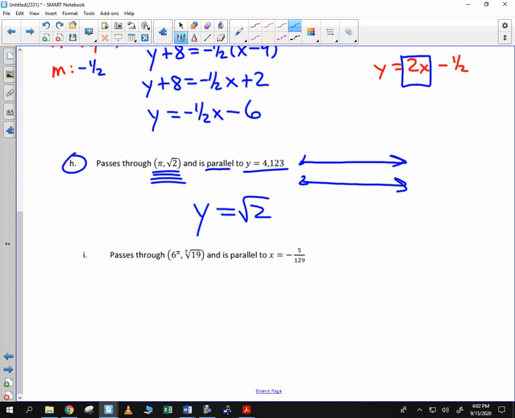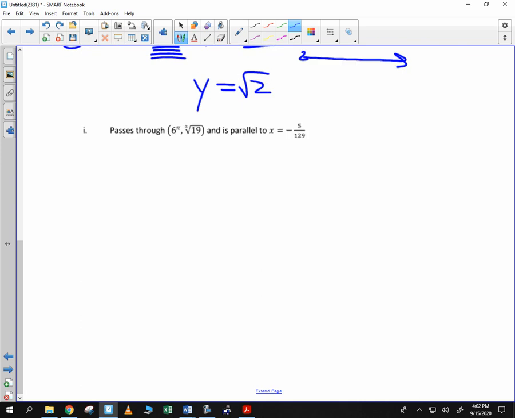The next one looks ridiculous. Passes through (6 to the pi power, cubed root of 19) and is parallel to x equals negative 5 over 129. Parallel to x equals means it's a vertical line. If it's parallel, it's going to be another vertical line. Well, vertical lines have equations of x equals. What's the x value that it goes through? 6 to the pi power. So that is the equation of a line that's parallel to it.